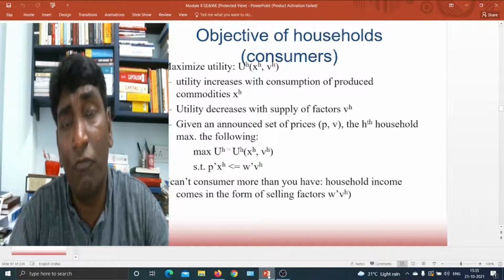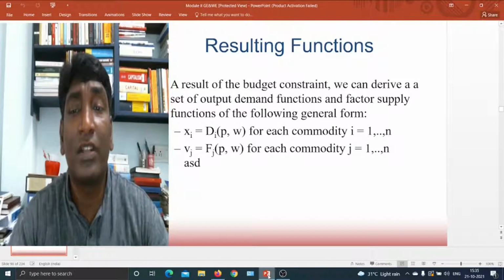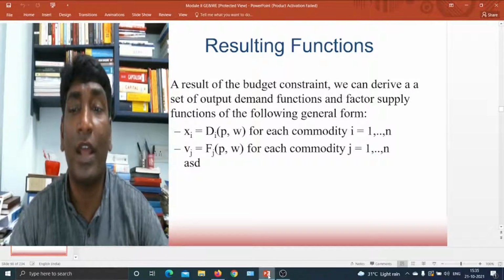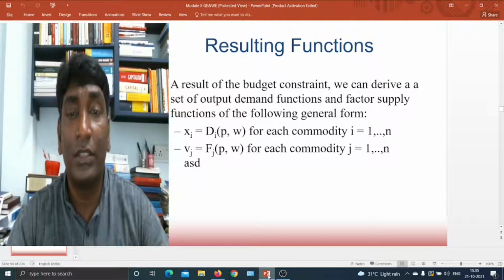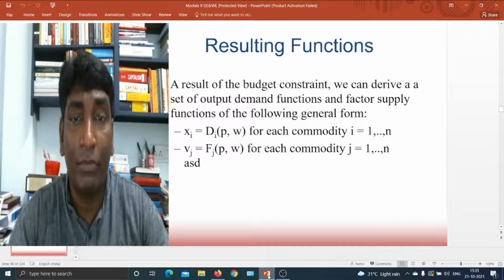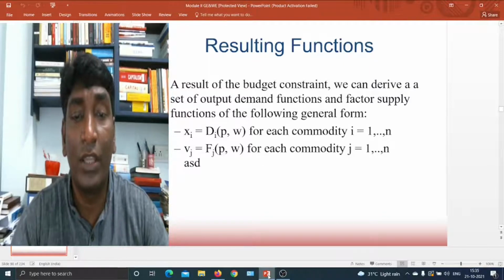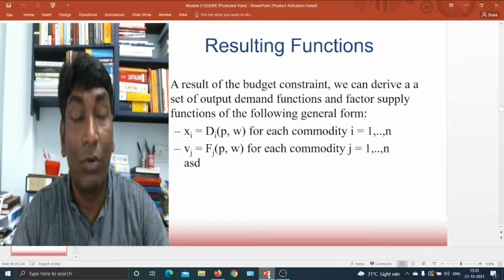This is actually a complete equilibrium model in that sense. As a result of the budget constraint, we can derive a set of output demand functions and factor supply functions of the following general form, which is another part of the same problem. That is, you have xi which is equal to di(pw) for each commodity i, from 1 to n.